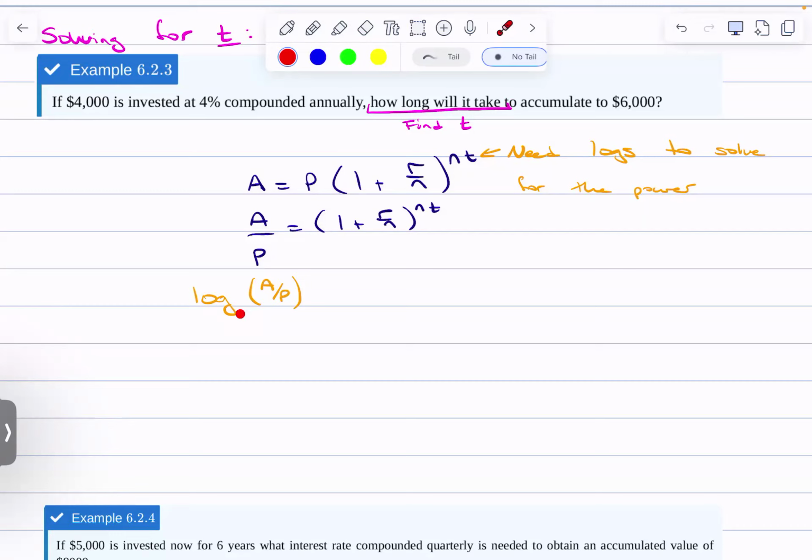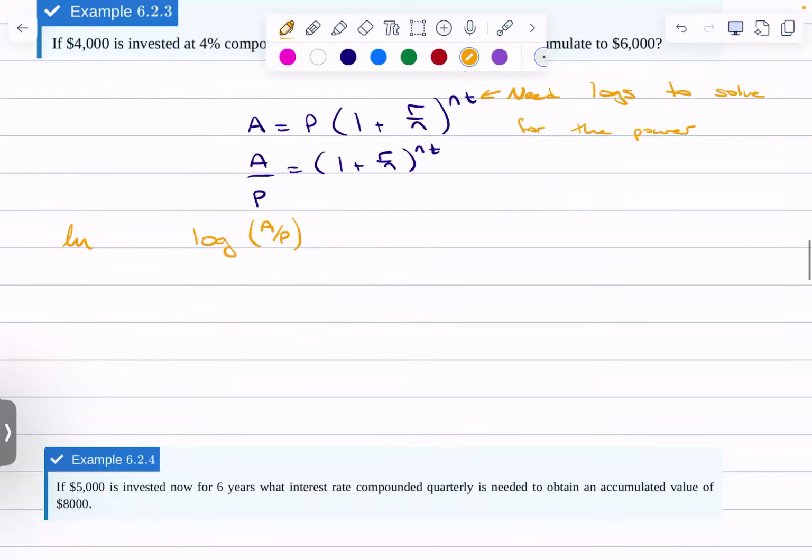There's different log bases. Log base E, log base 10. You can really use log base anything that you want. But most calculators have a log base 10 button. So if it just says log, it's log base 10. Or you might have seen the natural log LN button.